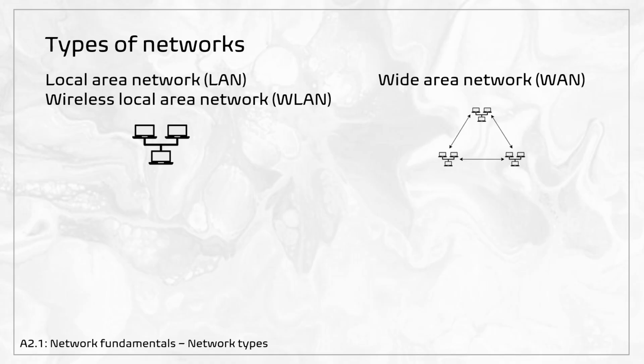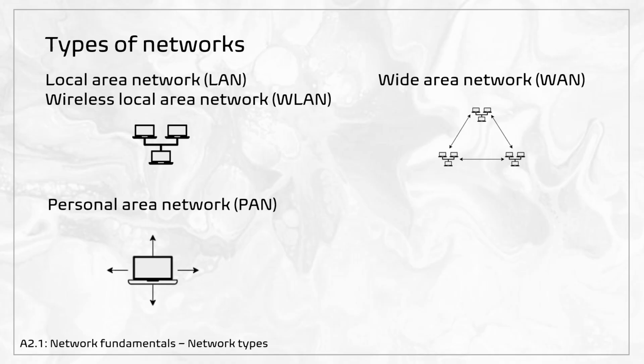You can connect LANs to each other across a large geographical area to make a WAN, or wide area network. The Internet is an example of a WAN and is the biggest one of them all. There's also a personal area network, or PAN. These are very short range, only limited to a small region around its origin, with its origin being usually your personal computer. Bluetooth is a prominent example of a PAN.